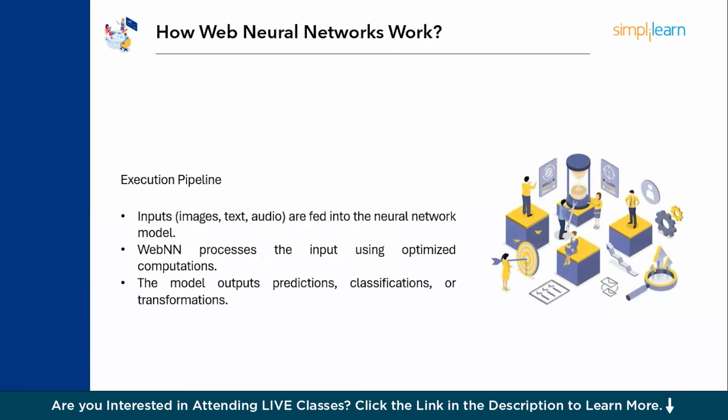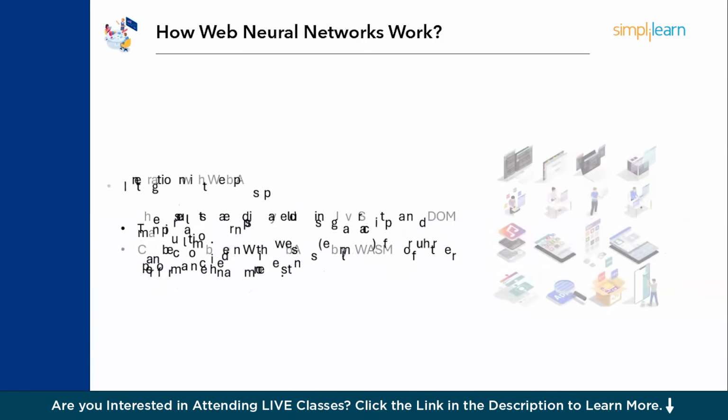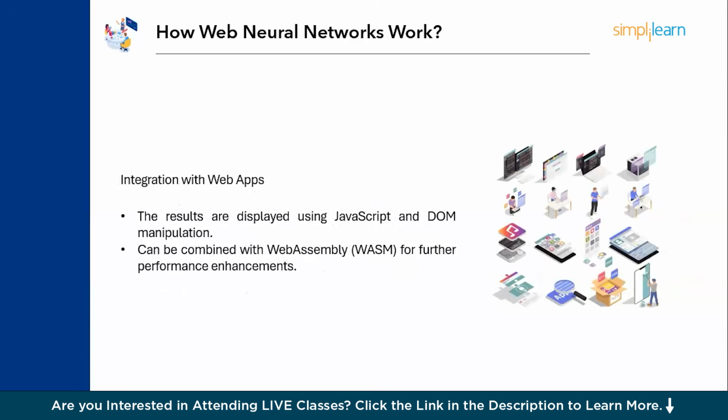The third stage is the execution pipeline. It takes inputs, which are images, text, and audio, and these are fed into the neural network model. WebNN processes the input using optimized computations. And lastly, the model outputs predictions, classifications, and transformations. Moving ahead, we have the fourth stage, which is integration with web apps. The results are displayed using JavaScript and DOM manipulation and can be combined with WebAssembly, also known as WASM as an acronym, for further performance enhancements.